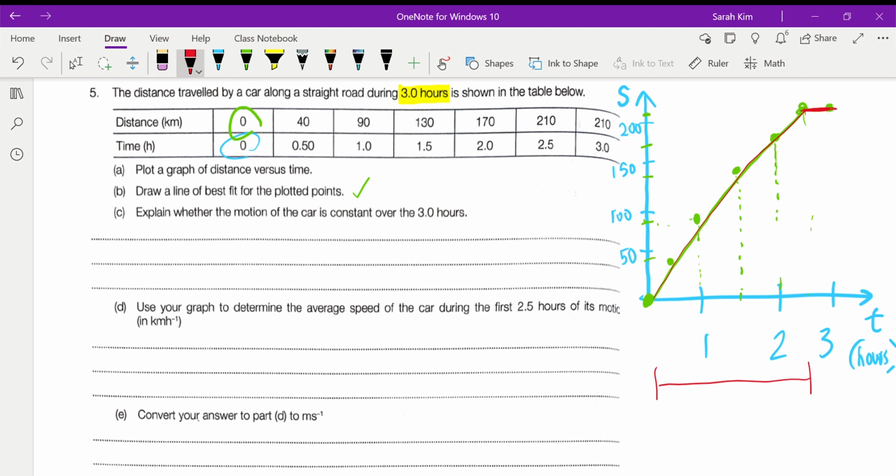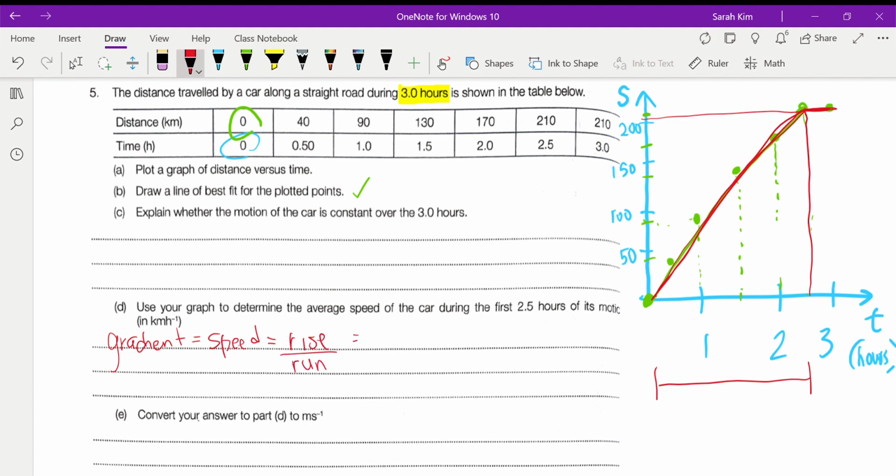Now D, use your graph to determine the average speed of the car during the first 2.5 hours of its motion. Okay, so 2.5 hours is here. So we're only considering that little slope here. If we're trying to figure out the average speed, we've just got to figure out the gradient, which is the speed, and that is just going to be the rise over run.